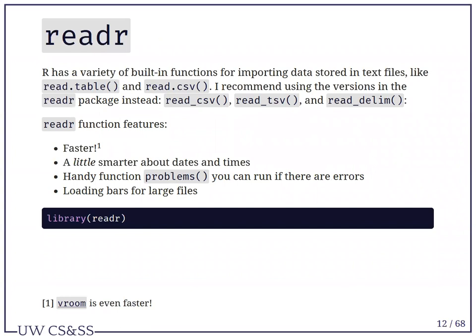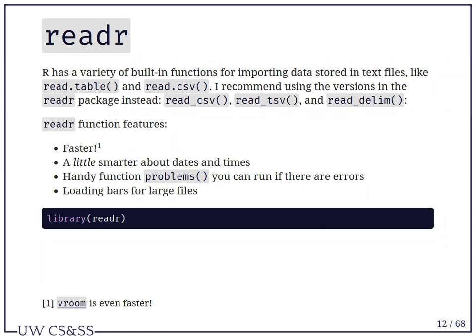Okay, so R has a variety of built-in functions for importing data stored in these text delimited files, like read.table and read.csv. I recommend using the versions in the readr package instead: read_csv, read_tsv, read_delim. A few things that I like about doing that is it's way faster than using read.csv, for reasons that are wildly nerdy. It has to do with how they index all of the rows and columns before they read it.